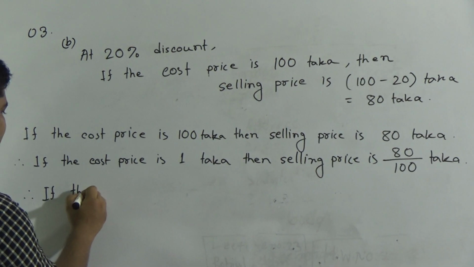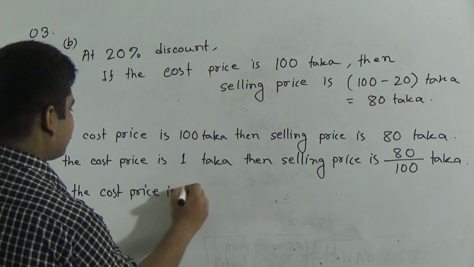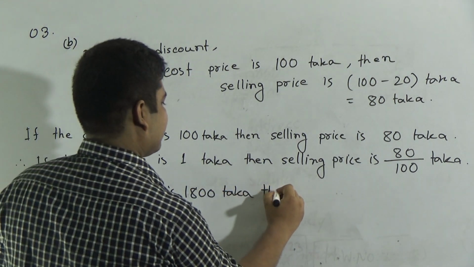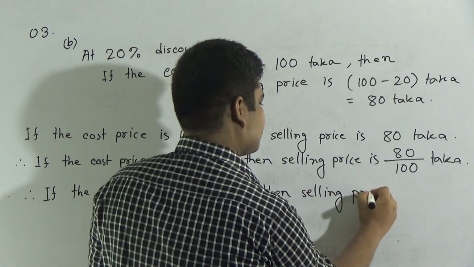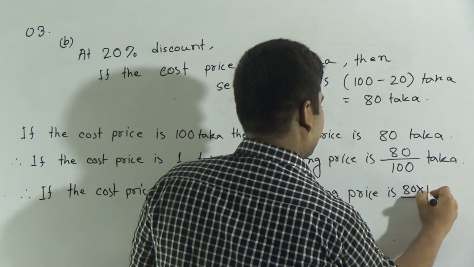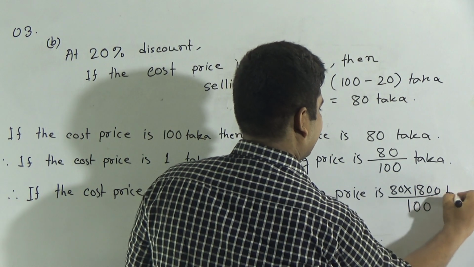So if the cost price is 1800 taka, then the selling price is 80 multiplied by 1800 divided by 100 taka.